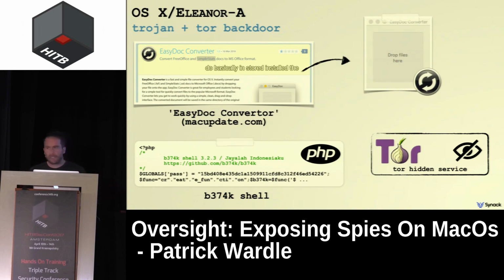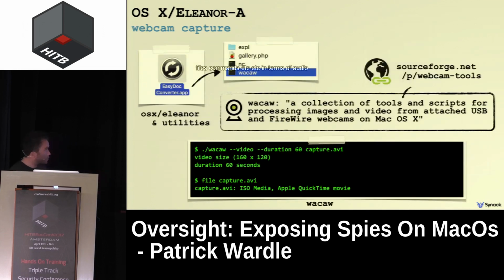So what did this do? It basically installed malware that communicated via Tor, and it served up a PHP web backdoor. So a remote attacker could connect via Tor to the user's computer and then execute files, commands, et cetera, et cetera. In terms of audio and video capability, the malware shipped with a variety of separate utilities, for example, Netcat, and then one called Wacaw. Wacaw is an open source utility on SourceForge that allows you to record users off the webcam. So what the attackers would do is basically just execute this utility via the PHP web shell that was on the infected host and then record the user.